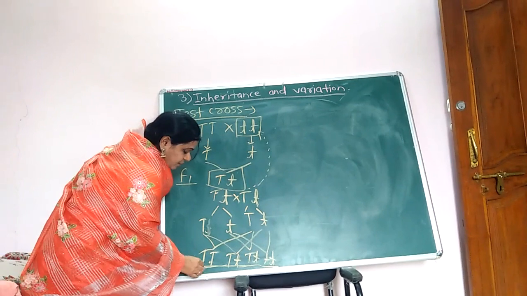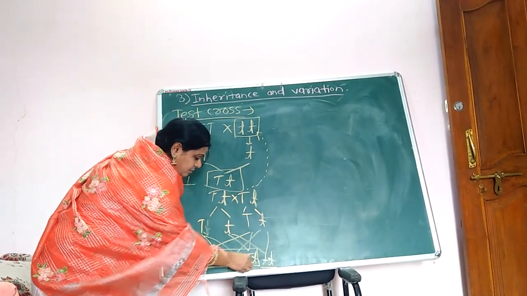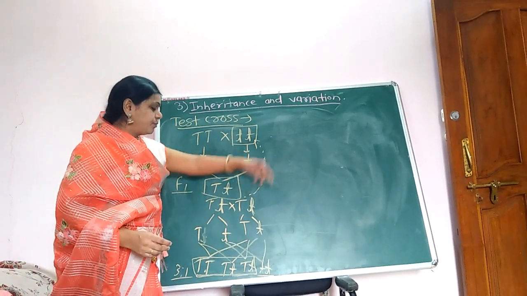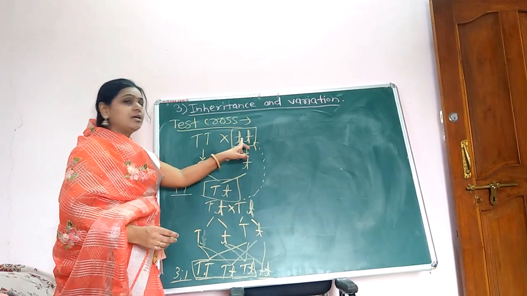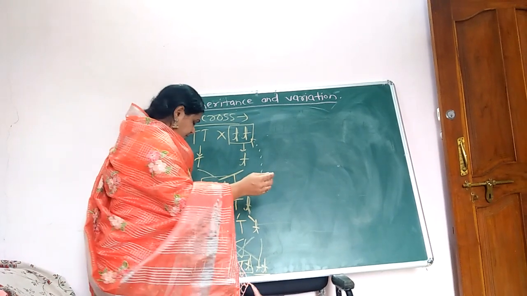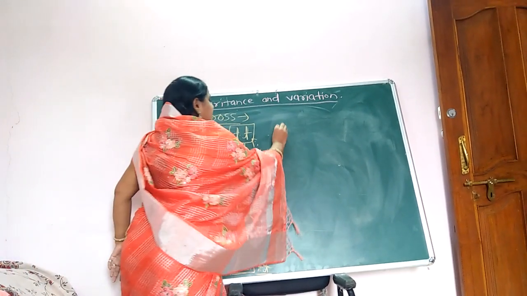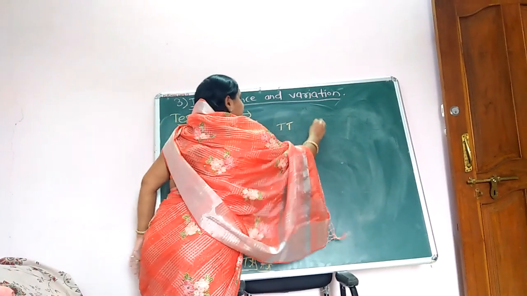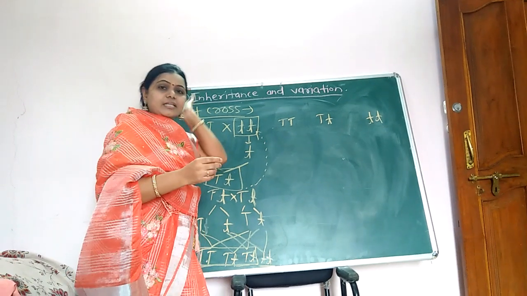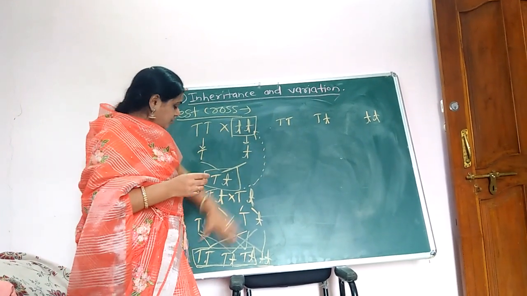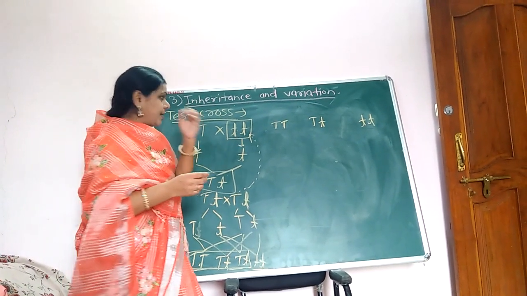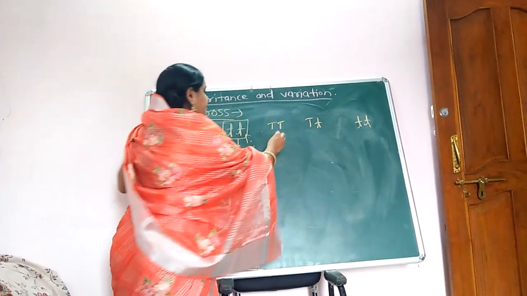But we don't know what this genotype exactly is. To know this genotype, we cross it with the recessive pure parent, then we know that genotype. First we have capital T capital T, then capital T small t, and then small t small t. We see one example of F2 hybrid crossed with homozygous recessive parent. What will be the ratio?